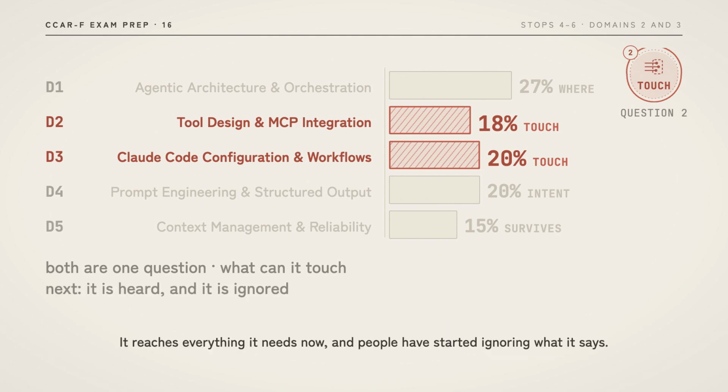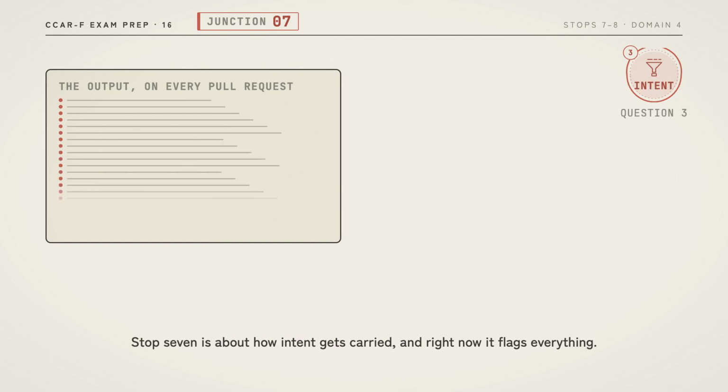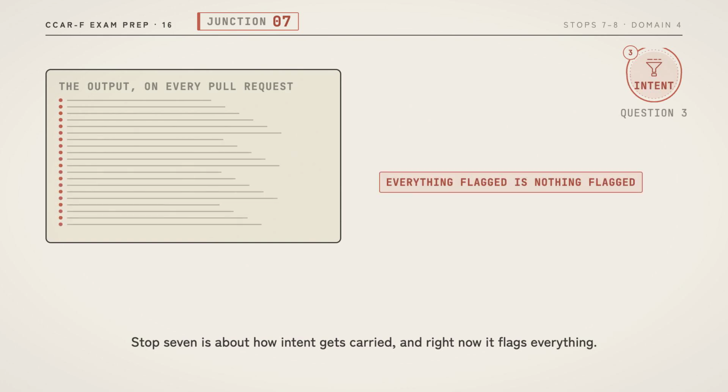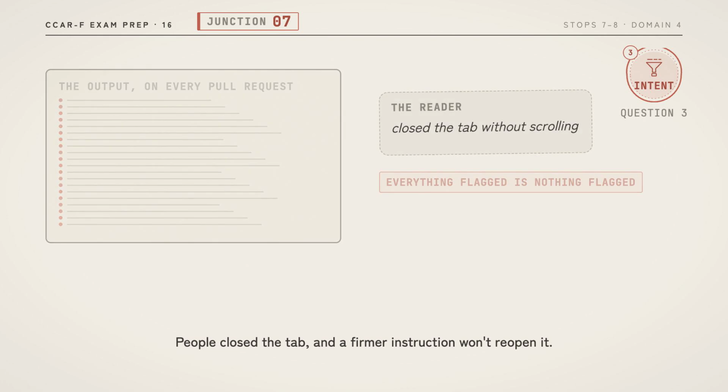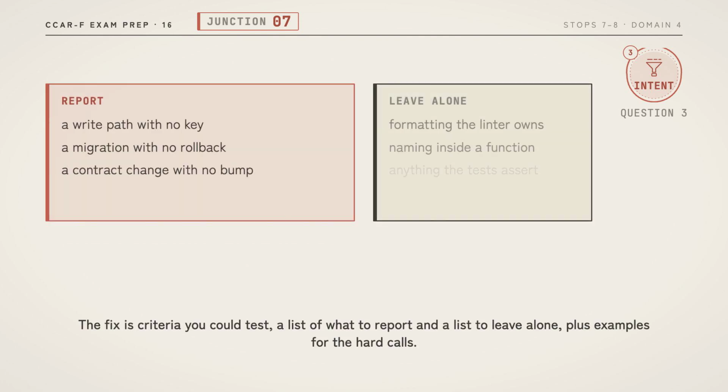It reaches everything it needs now, and people have started ignoring what it says. Stop 7 is about how intent gets carried, and right now it flags everything. People close the tab, and the firmware instruction won't reopen it. The fix is criteria you could test, a list of what to report and a list to leave alone, plus examples for the hard calls.